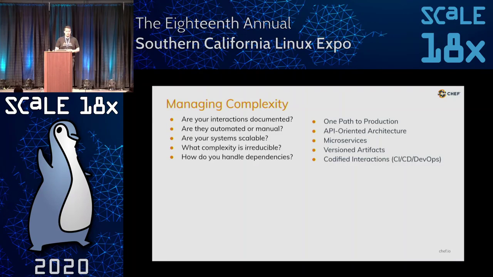In the dependencies and things, we need to version our artifacts. We need to know what version of everything is running in production, right? What version of the image we're operating with, what image of the software we're working with, what image of our configuration management. All those things need to be codified so we know what a complete system looks like. Then we need to codify those interactions. This is where CI, CD, and DevOps really come into play.